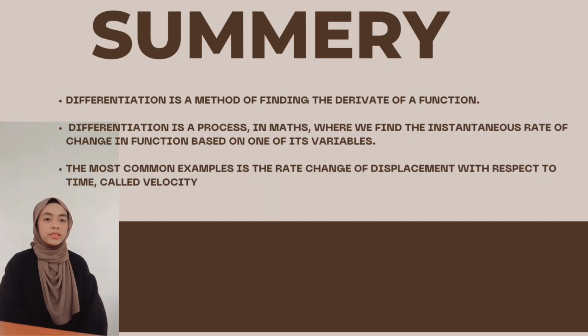Summary. Differentiation is a method of finding the derivative of a function. Differentiation is a process in math where we find the instantaneous rate of change in a function based on one of its variables. The most common example is the rate of change of displacement with respect to time, called velocity.